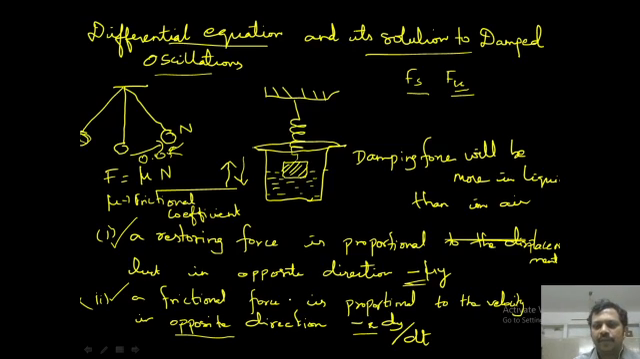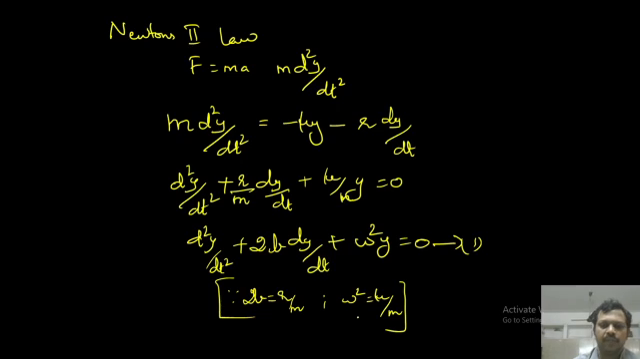Now let us come up with some mathematical equation with the help of this. So we got two things: one is the restoring force and another one is the frictional force. Now, according to Newton's second law, the force applied is directly proportional to the rate of change of momentum, that is the mass into acceleration, ma. So here it is given by mass into d square y by dt square, right?